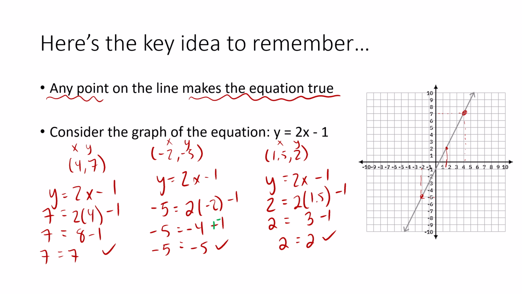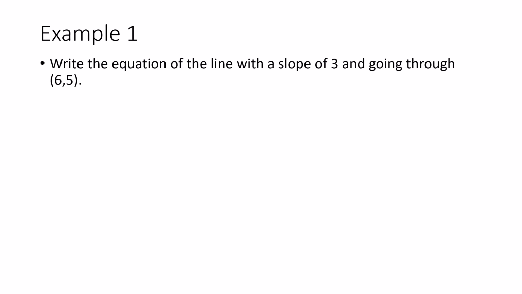Now, the reason why this is such a key idea is because in this strategy, we're going to be given the slope and a point. And we're going to use the x and the y values in that point to help us figure out what the y-intercept is. So let's go on to an example, and I'll show you what I mean. Write the equation of the line with a slope of 3 and going through the point 6,5.